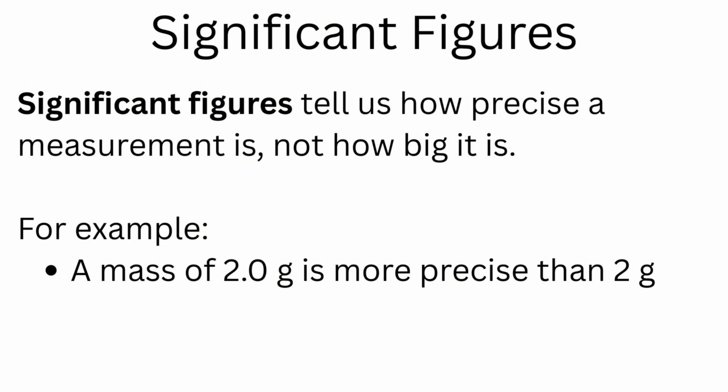Significant figures tell us how precise a measurement is, not how big it is. For example, a mass of 2.0 grams is more precise than 2 grams. That extra zero matters. It tells us that the measurement was made carefully. So, significant figures reflect measurement uncertainty, not math skills.